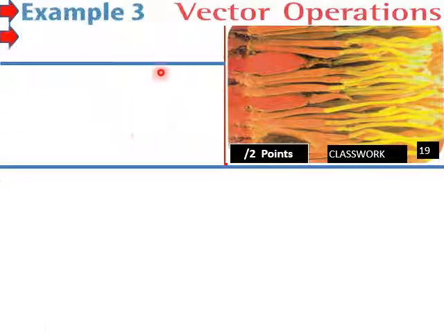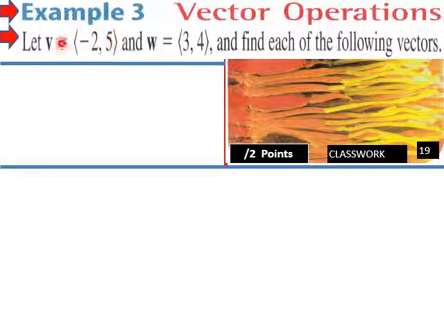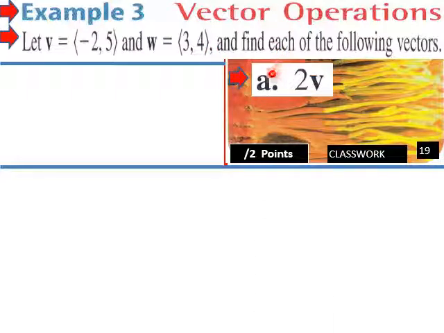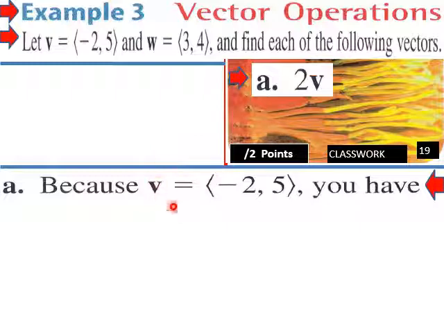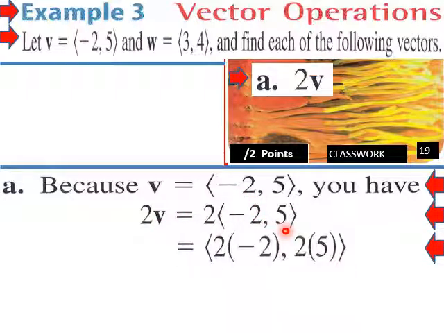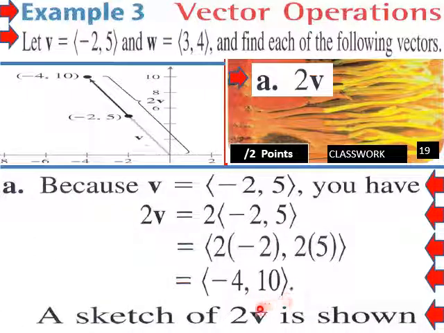Okay, into our next example. Example 3, vector operations. Let v equal negative 2, 5, and w equal 3, 4, and find each of the following vectors. A would be 2v. So, because v equals negative 2, 5, 2v would be 2 times negative 2, 5. And then that would equal 2 times negative 2, 2 times 5. That would be negative 4, 10.